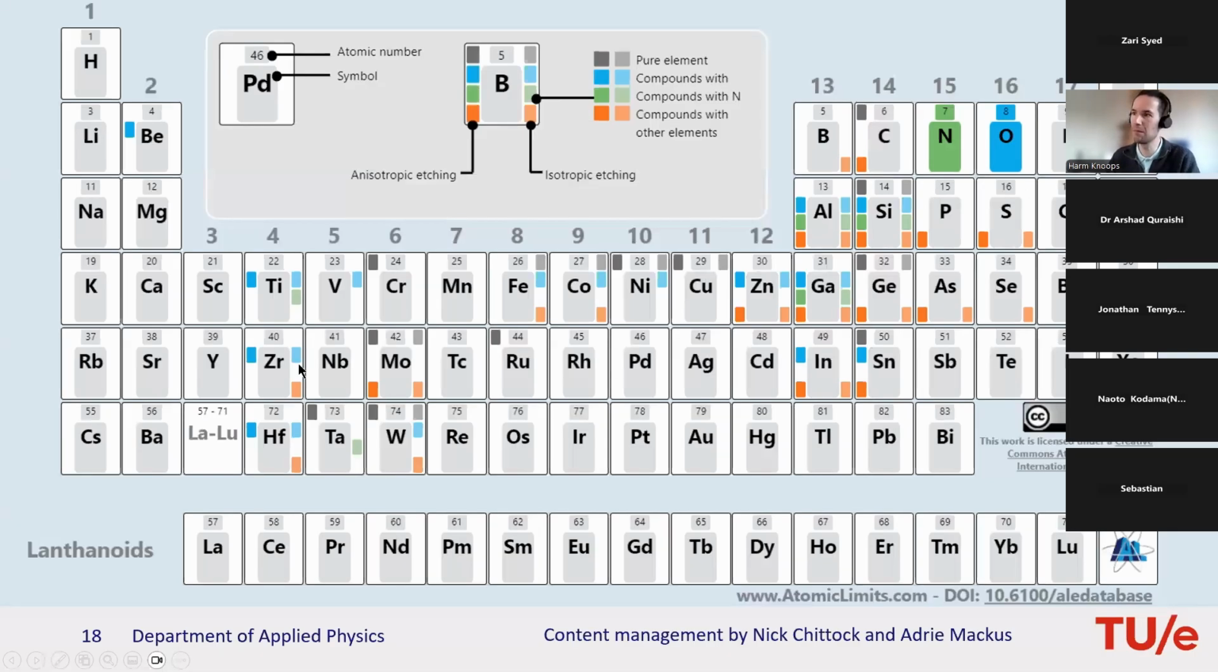So that's silicon. There are actually many processes, and this is the Atomic Limits database website, where I'm also partly involved in the blogs and keeping the database. And here the ALE side is managed by Nick Chittock and Adri Makis. And you see here where there is anisotropic etching, isotropic etching. You can see there are not that many processes yet, but they are getting more and more. You see certain elements common in semiconductors getting more and more materials, but you see certain elements not having any ALE process yet. So I think lots of work to do.